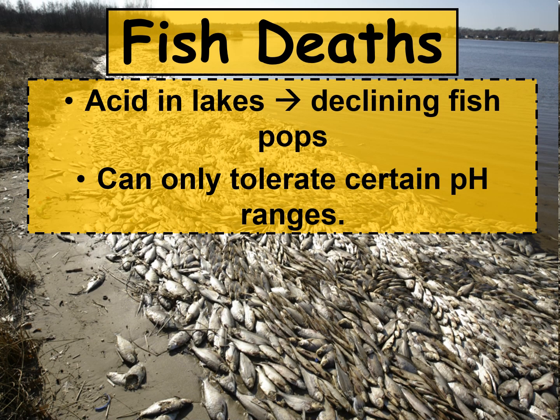Another thing that happens with acid deposition is fish deaths. Fish live in waterways, as you know, and when acid is deposited in the lake, it can create acidic water in the waterway. Fish species can really only tolerate certain pH ranges. So if you change those pH ranges, either making it too acidic or even too basic, it can cause massive fish kills in a waterway.